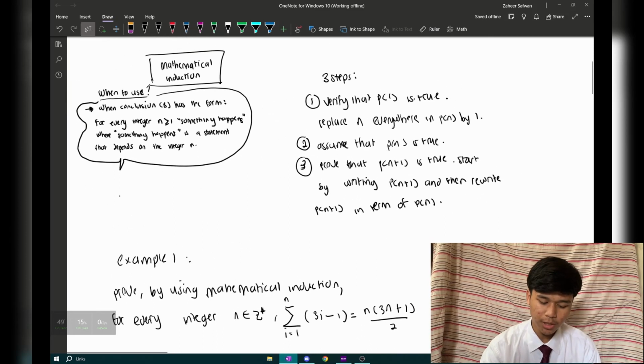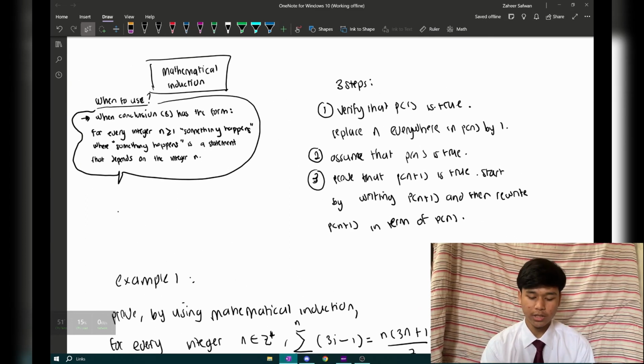The next subtopic is mathematical induction. First, when to use mathematical induction? When the conclusion that we assume B has the form for every integer n greater than or equal to 1, something happens.